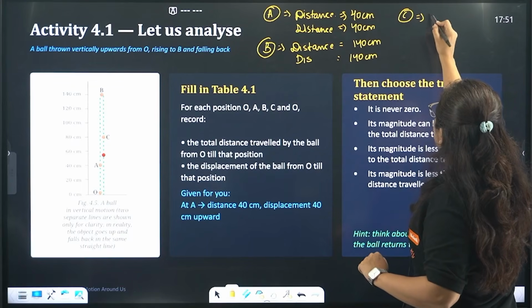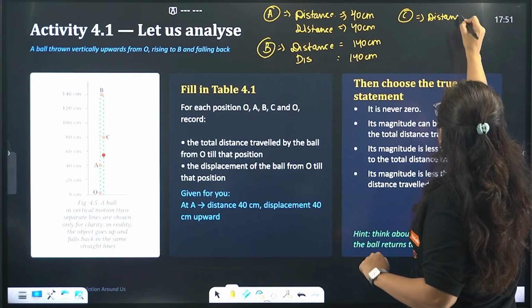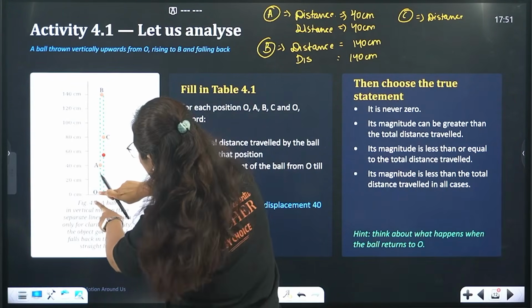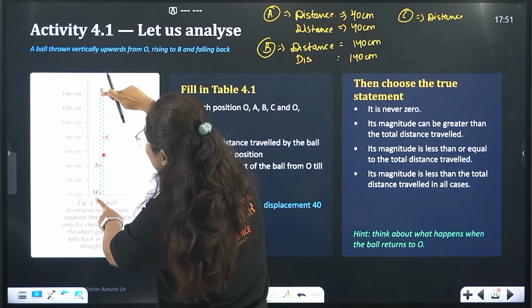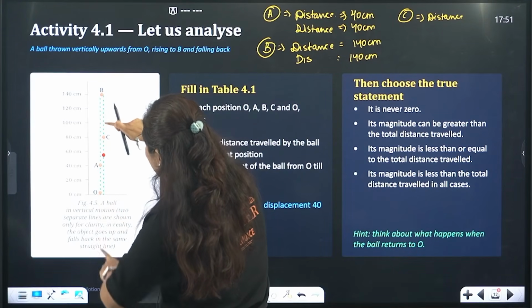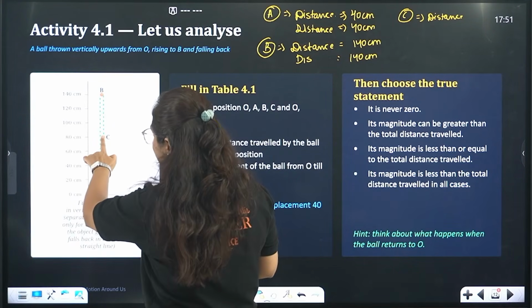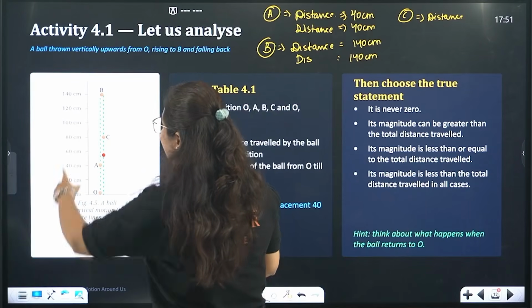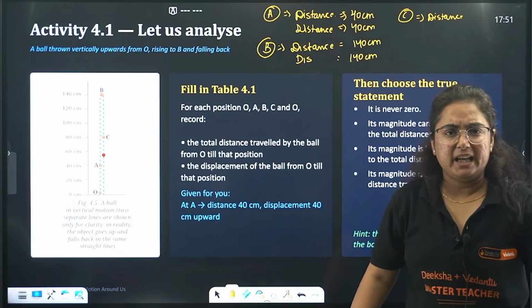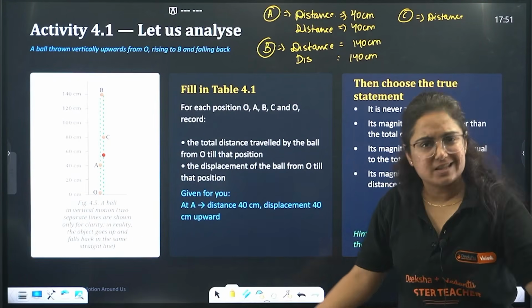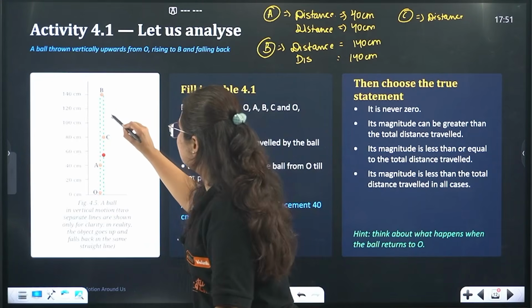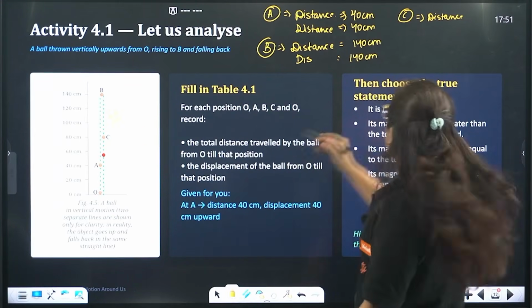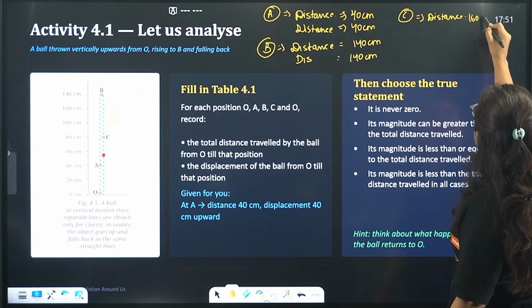Okay, point C. What is the distance covered by the ball? Pay attention. It started from point O, reached point B, 140 centimeter. Then point C. Now 80 and 140 is how much? Minus karo. 80, 90, 100, 60 centimeter. So 100 plus 60, how much will it be? So it has covered, beta, 160 centimeter.